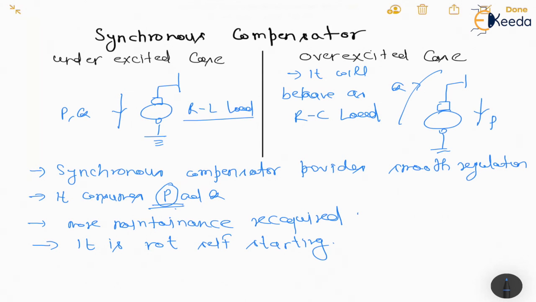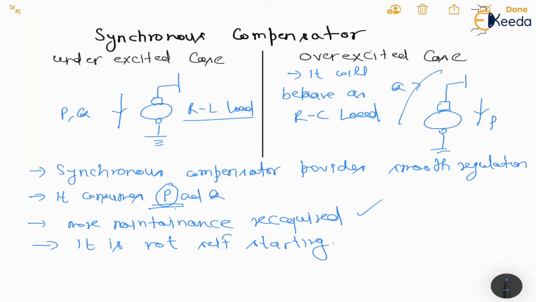And the second drawback is more maintenance required because it is a dynamic device. You know, it's a synchronous motor working on no load. It means the rotor is rotating. So more maintenance required. Now next point is it is not self-starting. Since it is a synchronous motor and we know that synchronous motor is not self-starting. So due to this reason, synchronous compensator has not been preferred. The static compensator has been preferred. So practically it is not used.